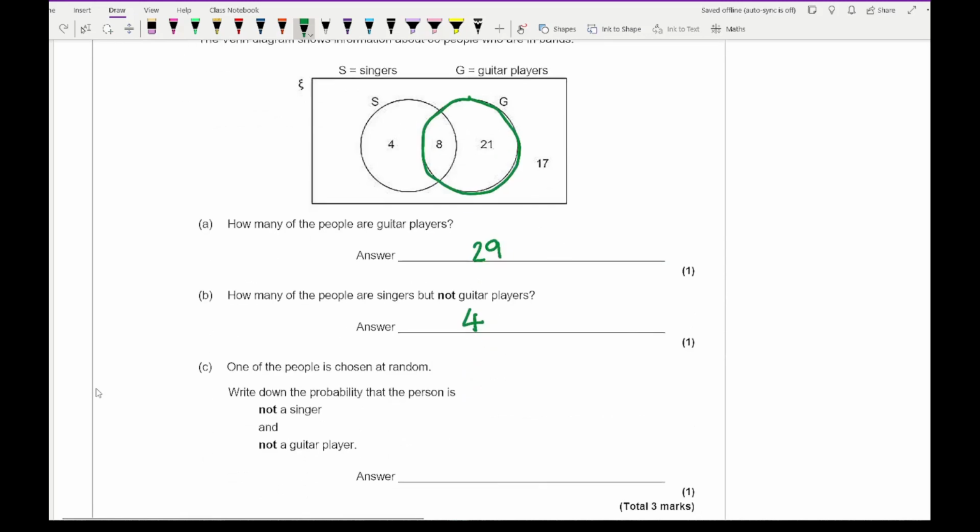Then for C, it says one of the people is chosen at random. Write down the probability that the person is not a singer and not a guitar player. Well, it's going to be how many are left outside those 2 circles. So it's going to be 17 out of the total number of people, which is 50.